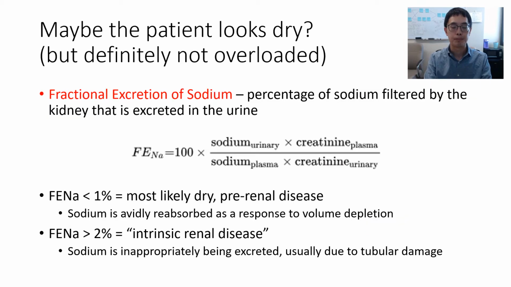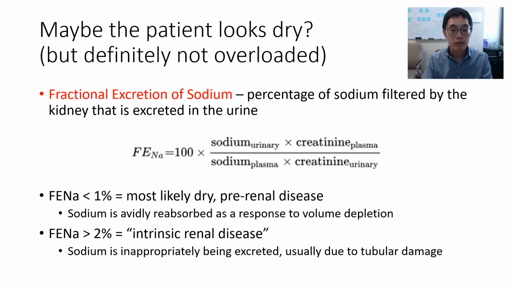Okay. So how do we differentiate between patients that are pre-renal and maybe not pre-renal? Now, a lot of times we can do some calculations, otherwise known as a fractional excretion of sodium. So this is essentially the percentage of sodium that is filtered by the kidneys and is excreted in the urine. Okay. Here is your formula here.